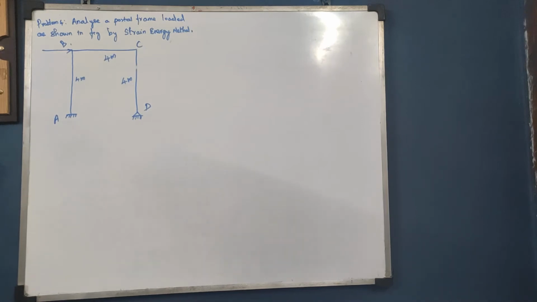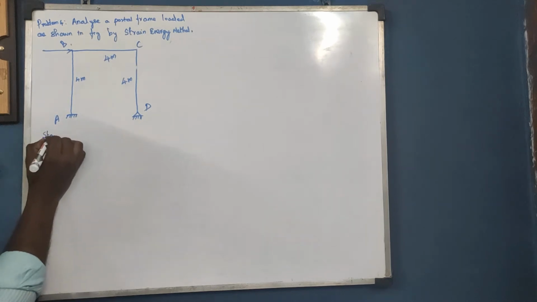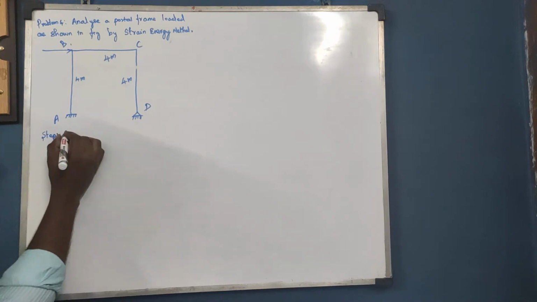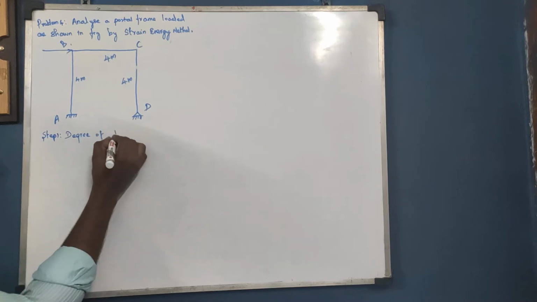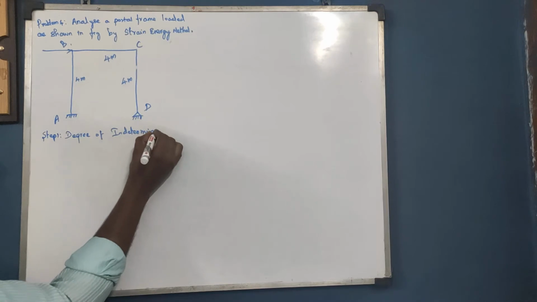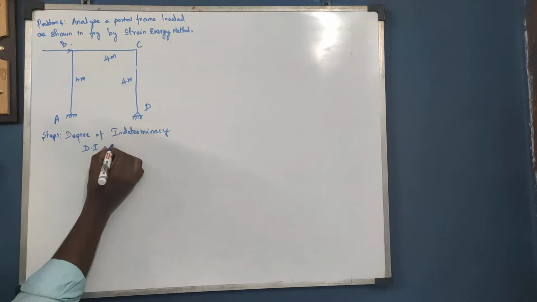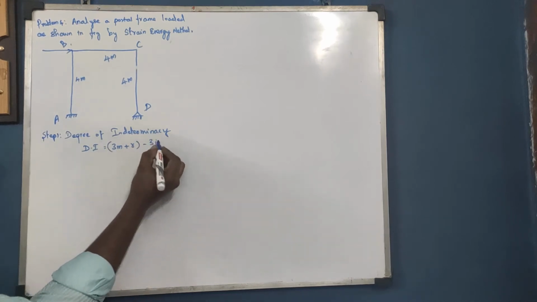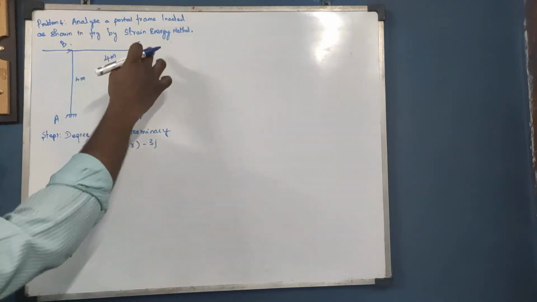So we know that in analysis of rigid frame, step 1, we have to calculate the degree of indeterminacy. For a rigid frame, degree of indeterminacy equals 3m plus r minus 3j, where m equals 3, we have three members: AB, BC and CD.